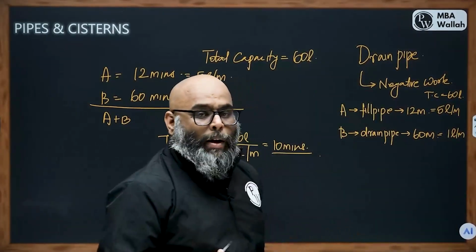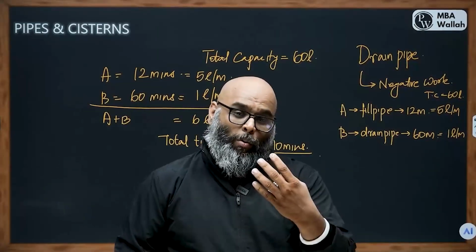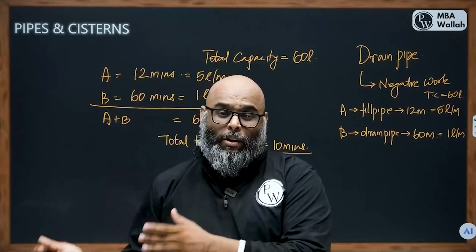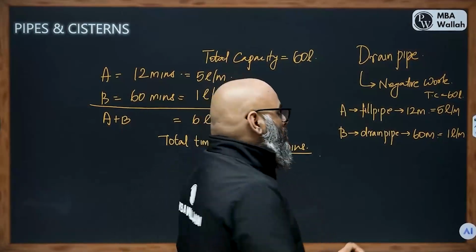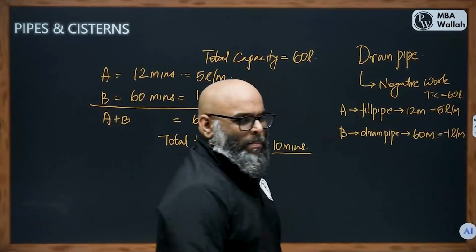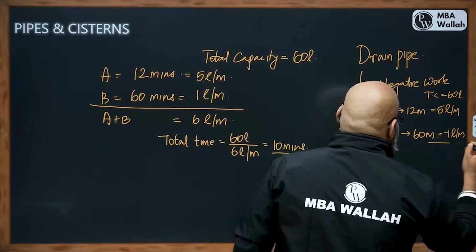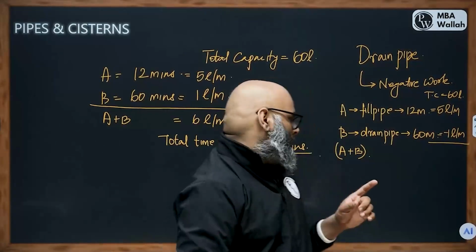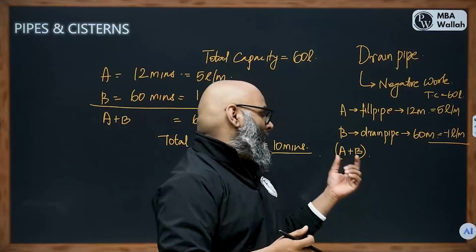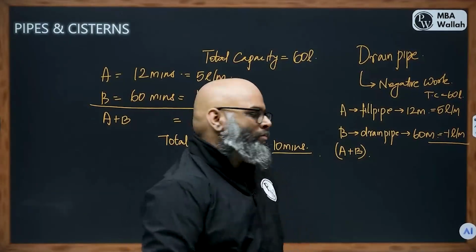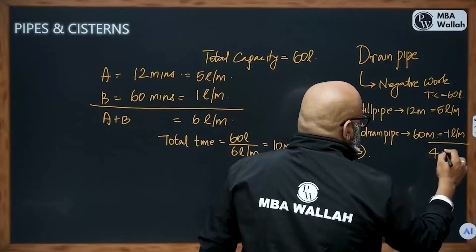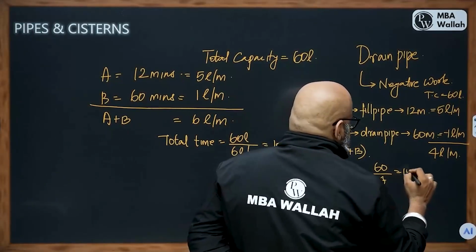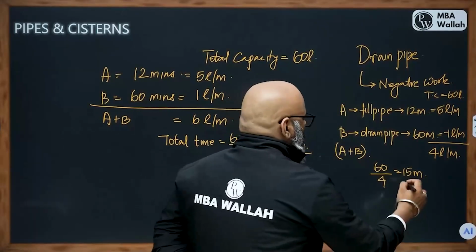But since it's a drain pipe, it's removing the quantity from it. It's taking out 1 liter per minute every time. So for every minute, it is removing a liter. So to denote that, you simply add a negative sign. So if I say A plus B, again plus B means they are working together. This plus, I don't try to say they are getting added. I'm saying they both work together. In that case, 5 minus 1 will become 4 liters per minute. So that will be 60 divided by 4. That is 15 minutes. And that will be our answer.